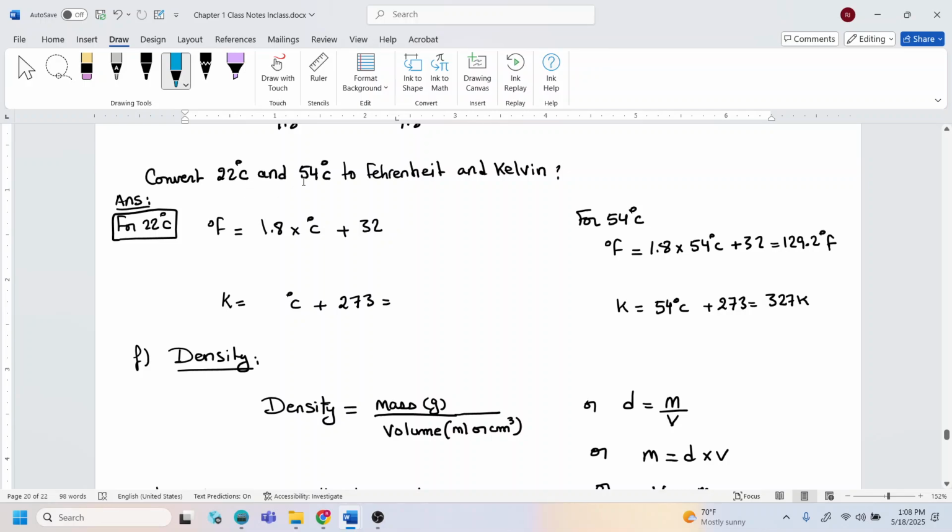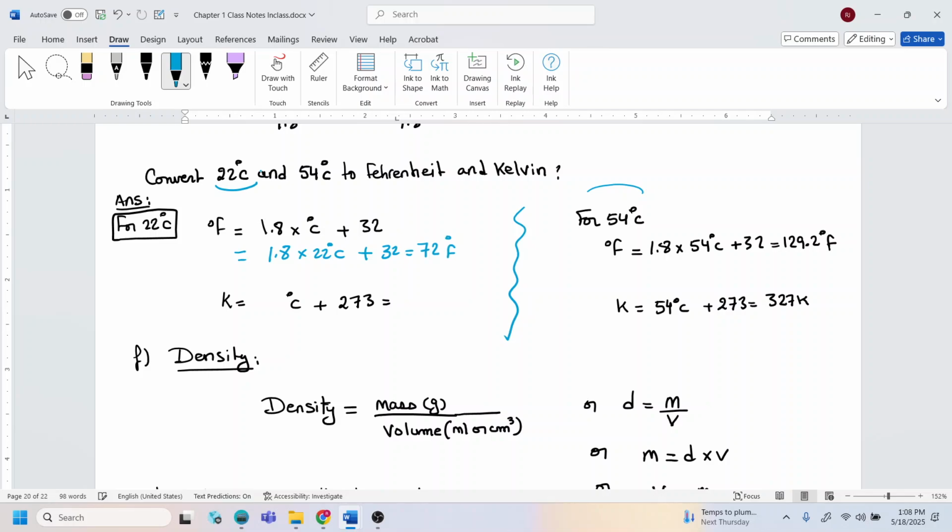Convert 22 degrees Celsius to Fahrenheit and Kelvin. I did one example over here. Let's do this one. So let's do the 22. I did the 54 on the other side. So the 22, so this is equal to 1.8 times 22 Celsius plus 32. You can plug all of those into your calculators.